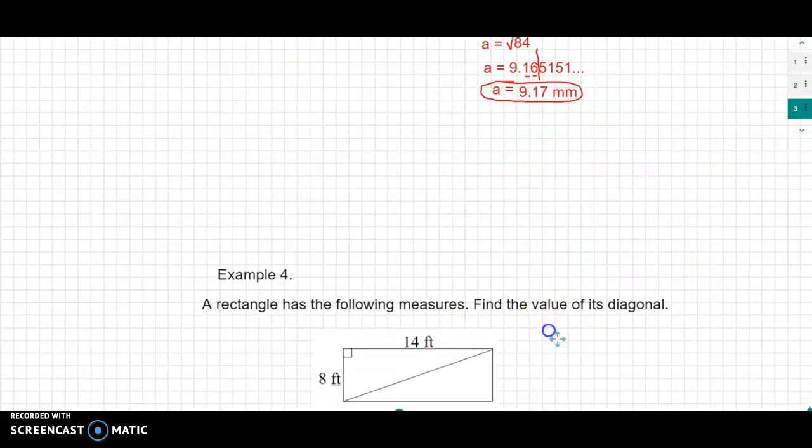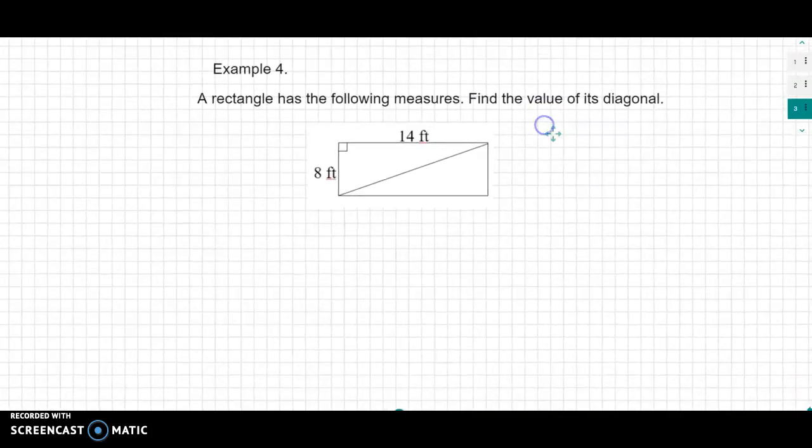Example 4. Okay, so let's see what we have here. Here we have something a little bit different, but actually with the same process, with the same concept. Here we have a rectangle with the following measures. Find the value of its diagonal.